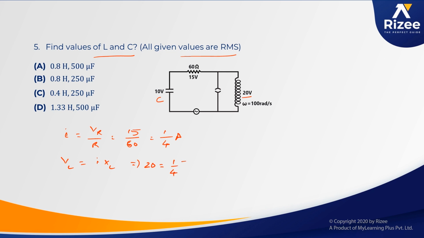Next, XL is nothing but your omega L. So now substituting this one, 80 is equal to omega, which is 100, into L. So from this one, L is equal to 80 by 100, which comes out to be 0.8 Henry. And now let's go for the C value.